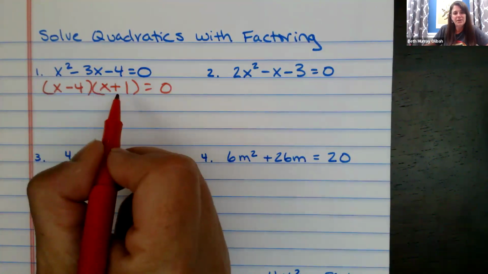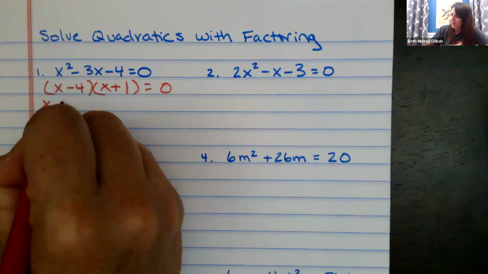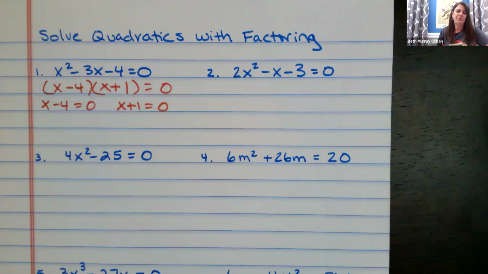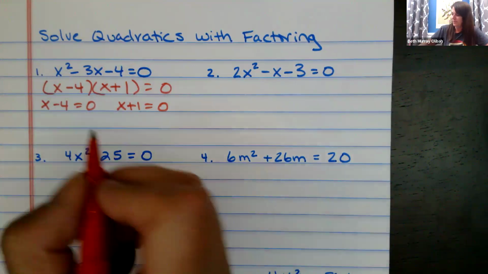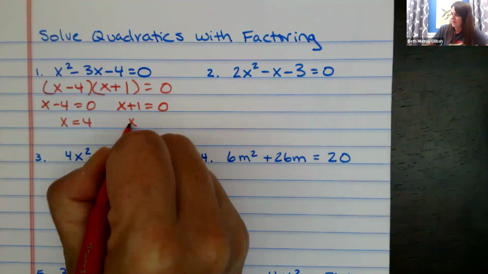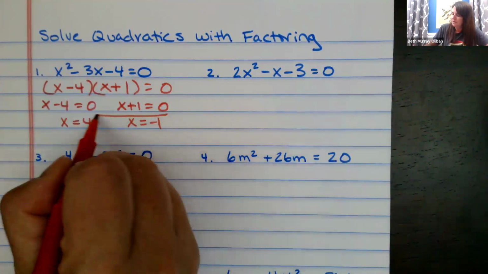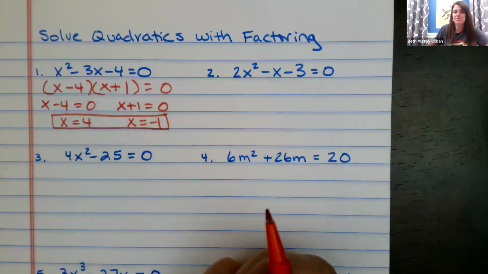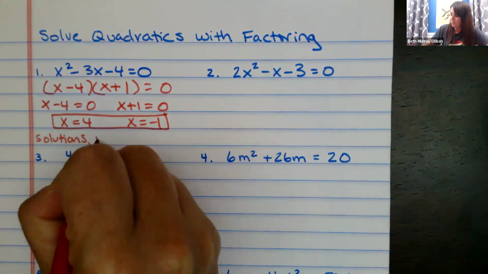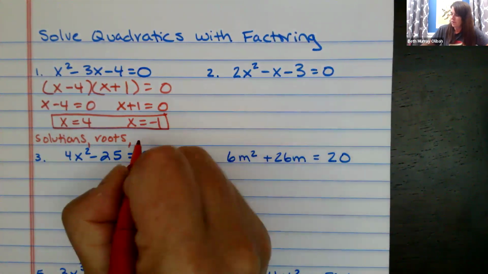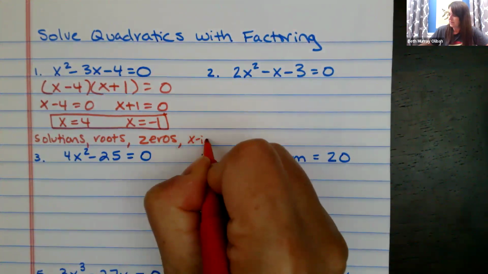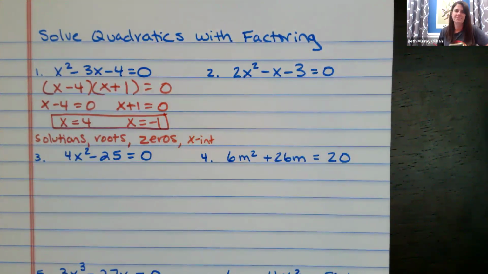Once you have factored it completely, then you take each factor separately and set each one of those equal to 0 and then solve them separately. So in this case, we would add the 4. In this case, we would subtract the 1. So these are our solutions, which are also our roots and are also our zeros and are also our x-intercepts. Those are all the same thing.